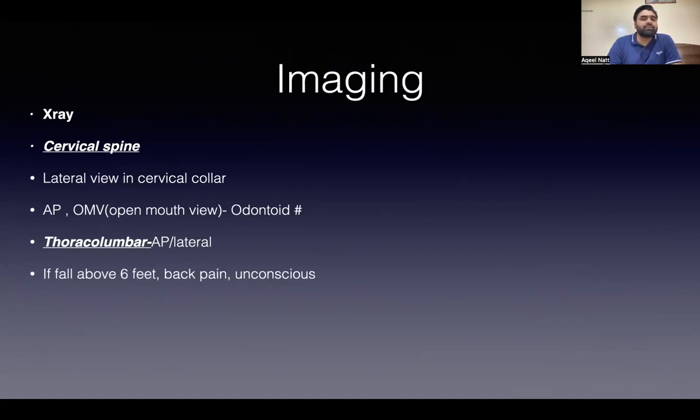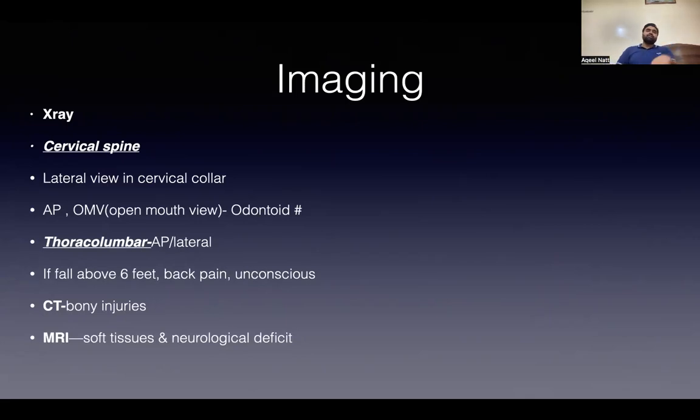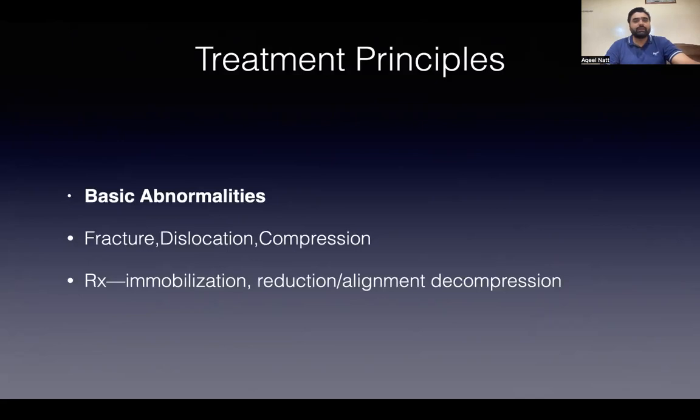If a patient falls from 6 feet and above, he's having a back pain or he's unconscious, go for whole spine X-ray. Whenever you find some abnormality in X-ray, you go for CT and MRI. CT for the bony injuries and MRI for the soft tissue or neurological deficit. Whenever you suspect soft tissue injuries or neurological injuries, you go for MRI.